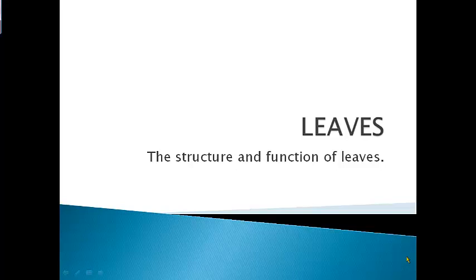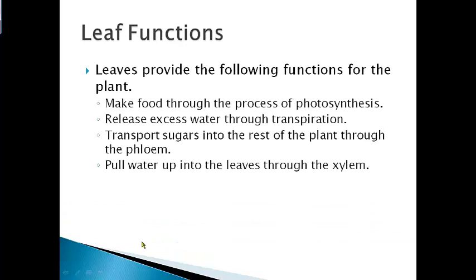Hey, today, ladies and gentlemen, we're going to talk about leaves and the structure and the functions of leaves. So what is the function of a leaf? What is its purpose? Well, the leaf provides many functions for the plant.